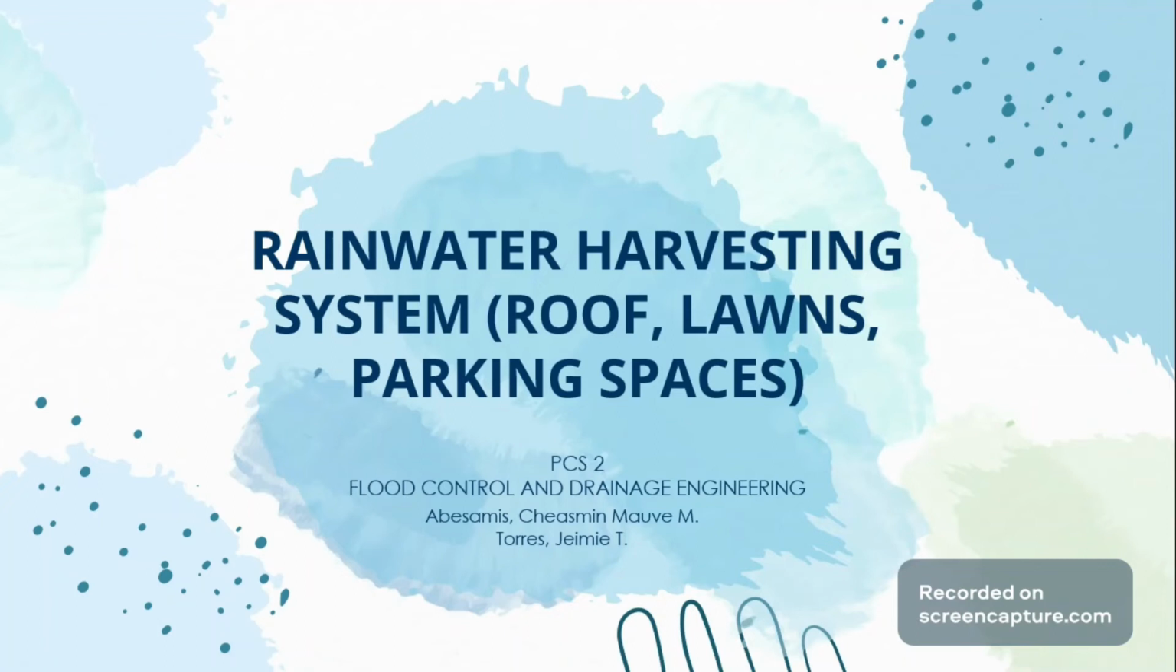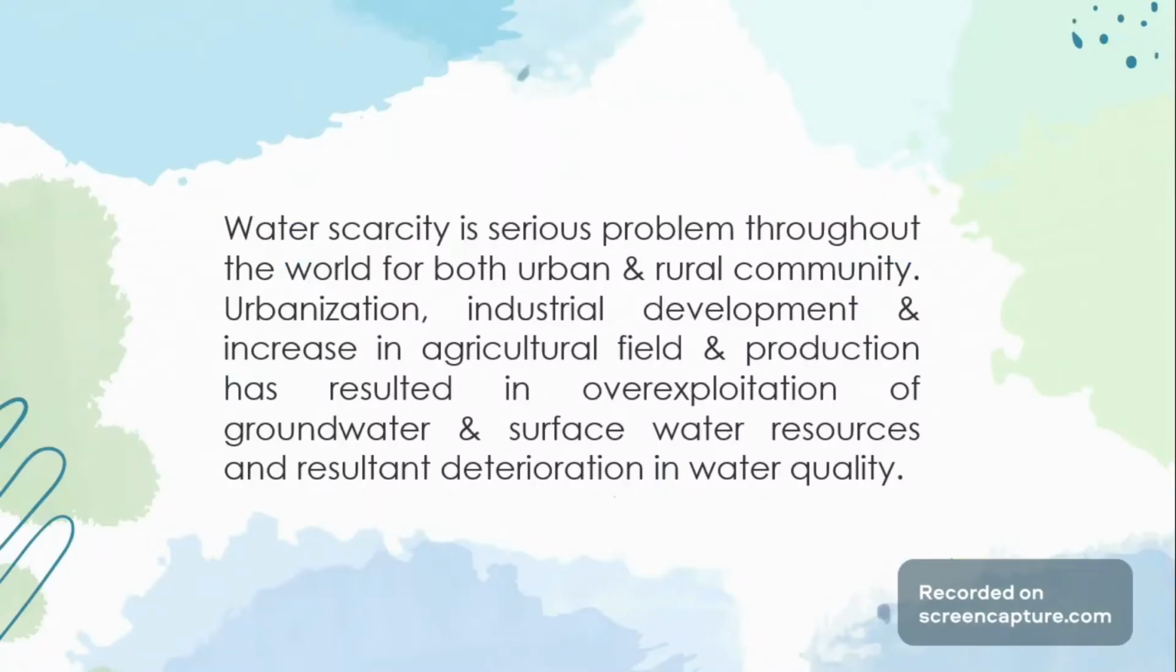Today we're going to talk about the rainwater harvesting system, rainwater harvested from roof, lawns, and parking spaces. Water scarcity is a serious problem throughout the world for both urban and rural community. Urbanization, industrial development, and increase in agricultural field and production has resulted in overexploitation of groundwater and surface water resources and resultant deterioration in water quality.